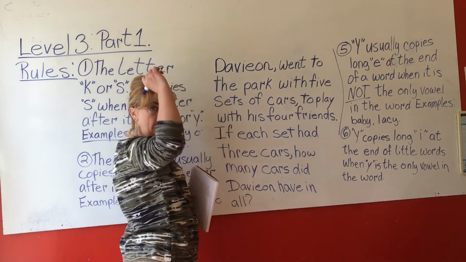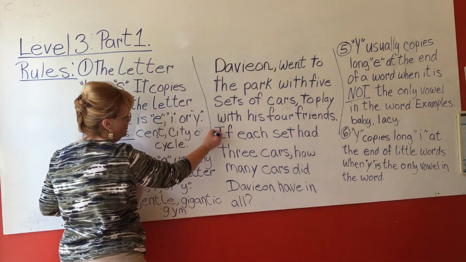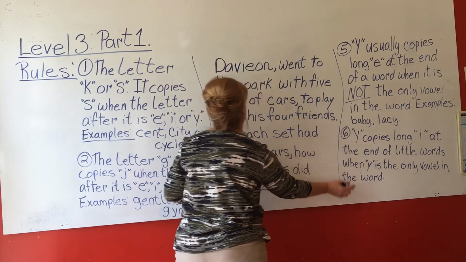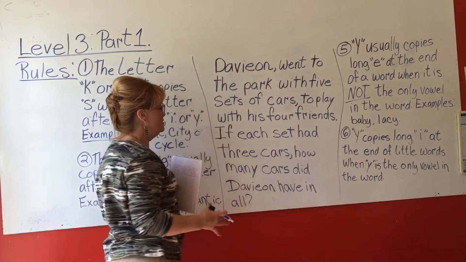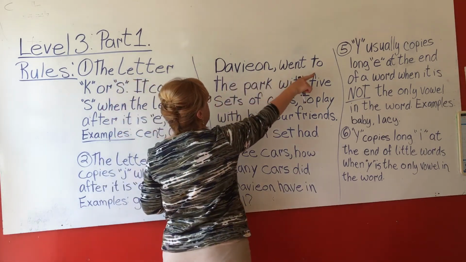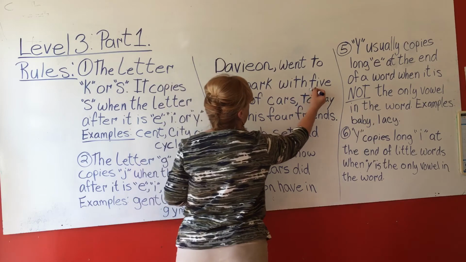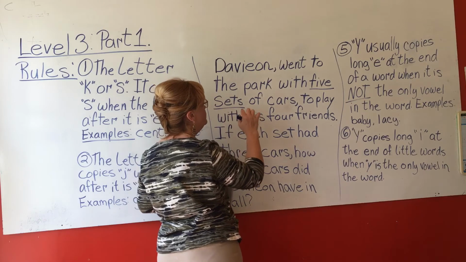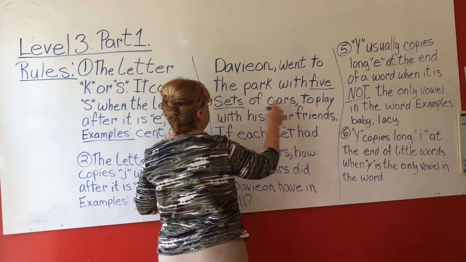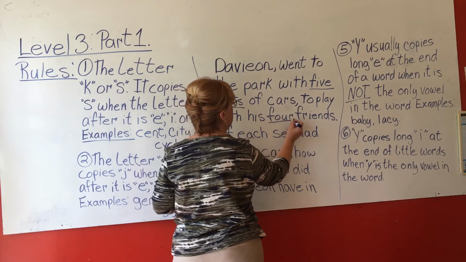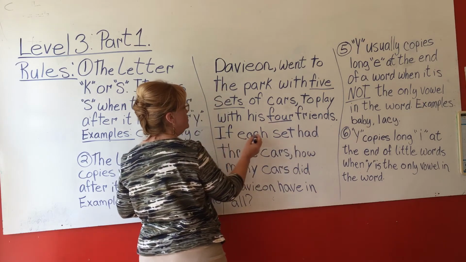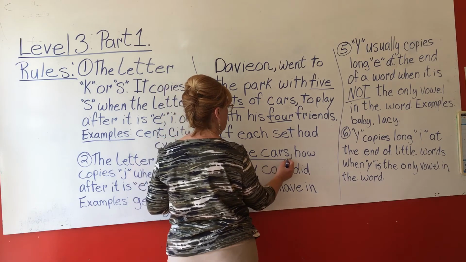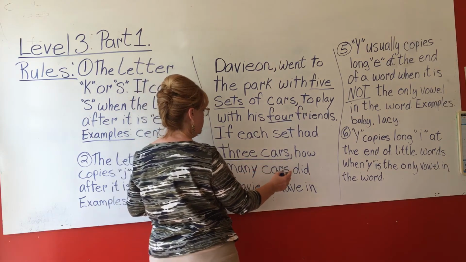Alright, so let's put our little math clue hats on. Separate these paragraphs so you don't get confused. Okay, so this is our math equation sentence, okay? So Davion went to the park with 5 sets, that's like a group, 5 groups of cars, to play with his 4 friends. If each set had 3 cars, how many cars did Davion have in all?